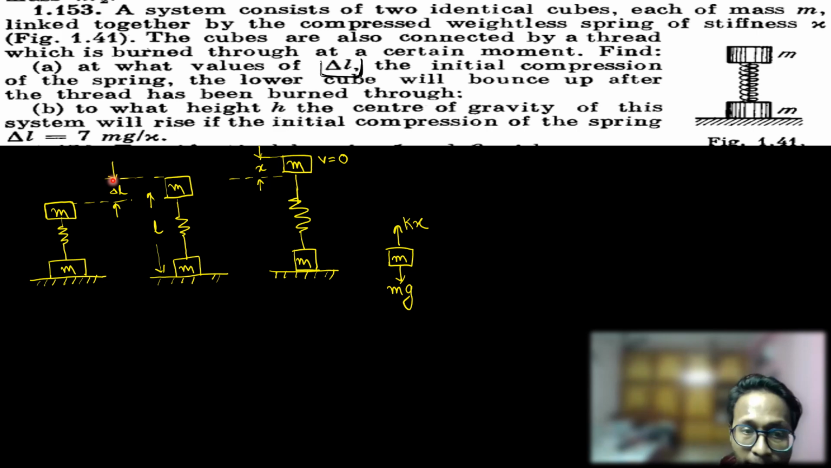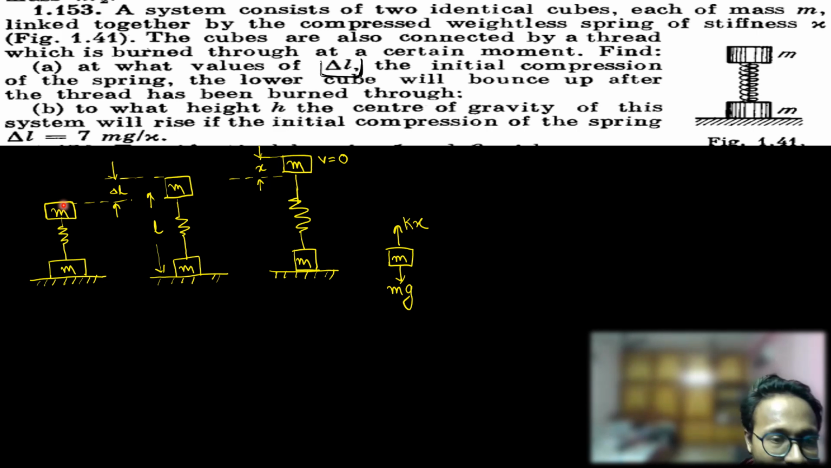So at the minimum value of delta L, the condition for lifting up this block is at maximum stretch of the spring. The spring force on the bottommost block should be enough to lift up from the ground. So the spring force should be enough to counteract the gravity force. This is the concept that you are going to apply. Now simply apply work energy theorem.